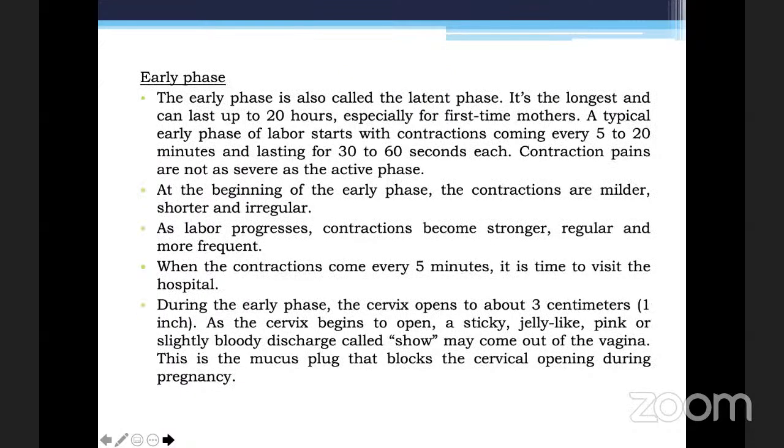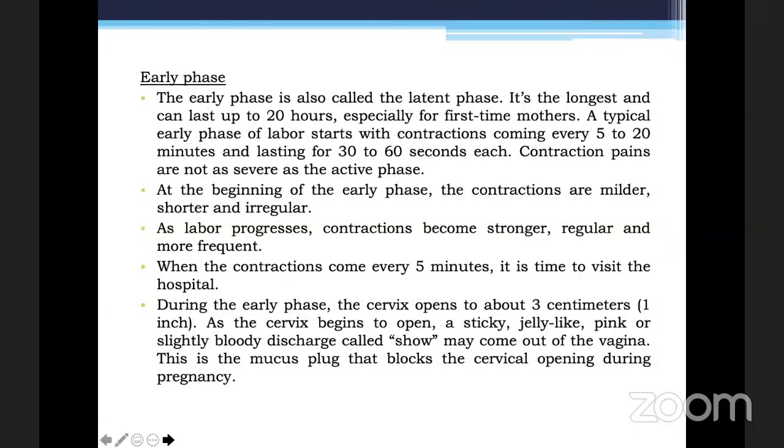The early phase, which is also called the latent phase, is the longest, and it would normally last up to 20 hours, especially for first-time mothers. A typical early phase of labor would start with contractions coming every 5 to 20 minutes, and lasting 30 to 60 seconds each. Contraction pains are not as severe as compared to the active phase. At the beginning of the early phase, the contractions are milder, shorter, and irregular.